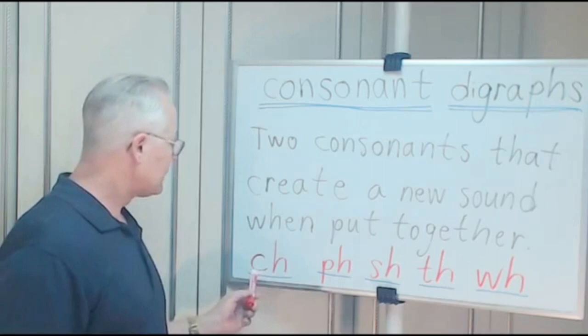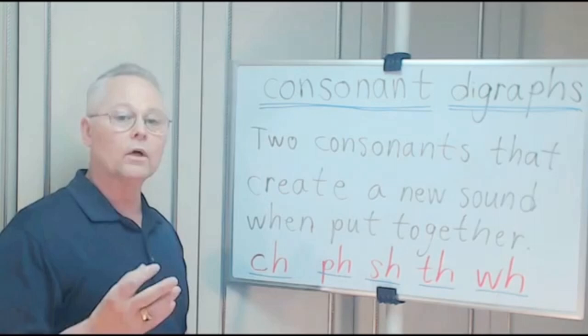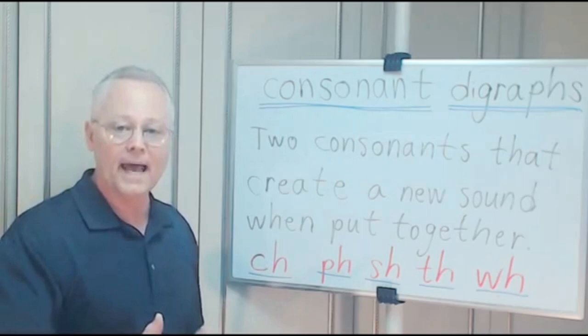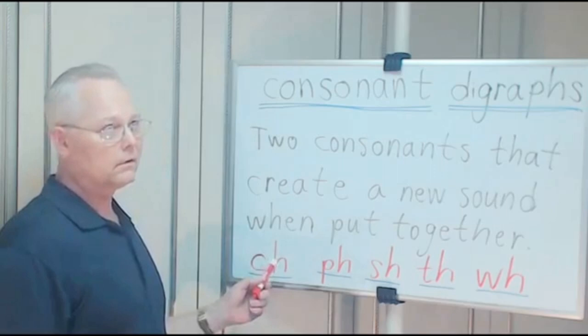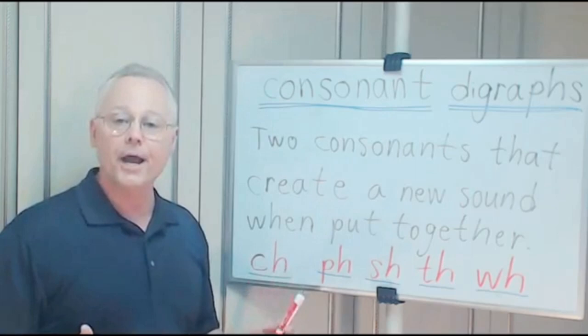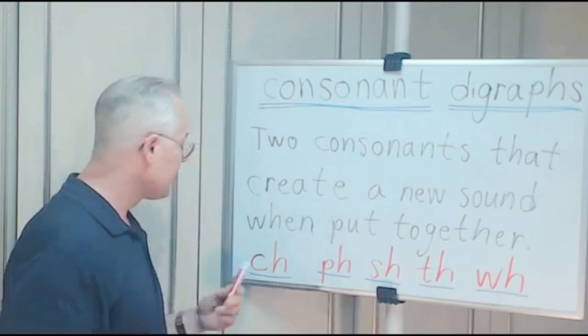CH, now C can sound like an S or a K. C could sound like S. It could sound like K, like in the word cap or cat. H, ha. I don't know. CH, the sound is ch, like the word chair. Perhaps you're sitting in a chair right now watching this video. Ch, new sounds, right? With these together.